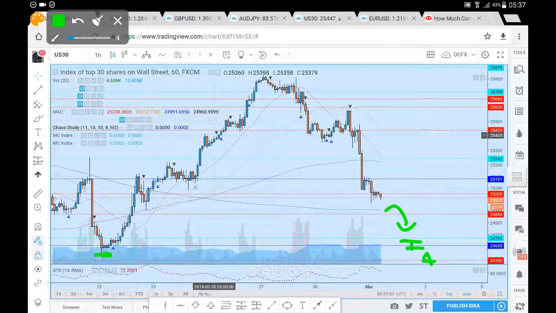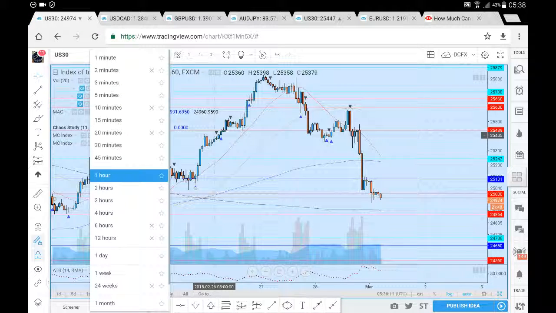Now, those are pretty much the levels we'll be looking at here on the US 30. As you can see, this previous swing low over here aligns almost perfectly with the level over here if we do see a sell off back into those levels. Now, with that said, that pretty much wraps up the US 30 analysis.